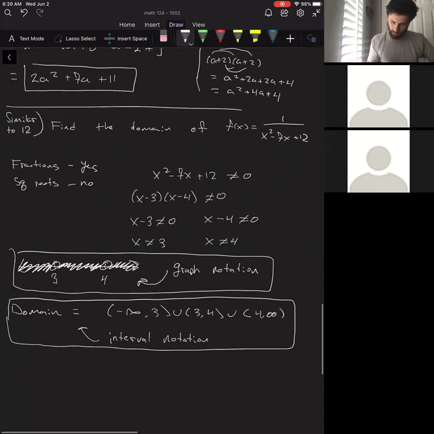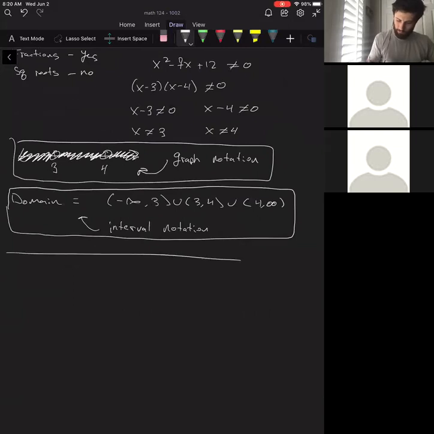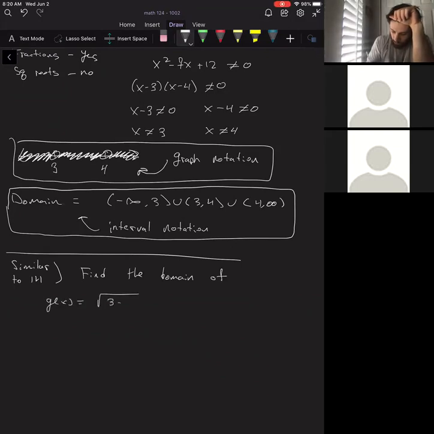Let's do 14. We never really, let's not do 14. We'll do something similar to 14. Find the domain of g of x is equal to the square root of 3 minus x.